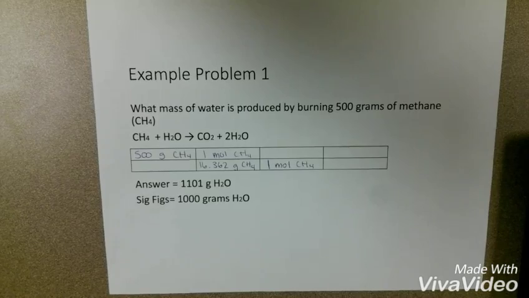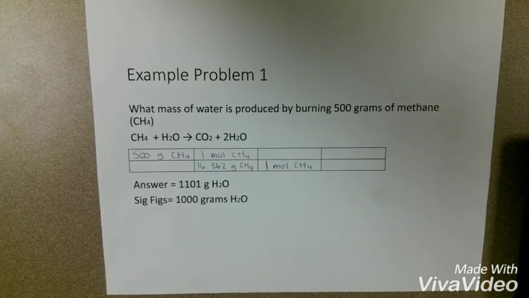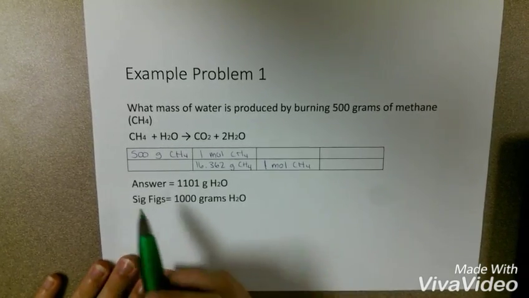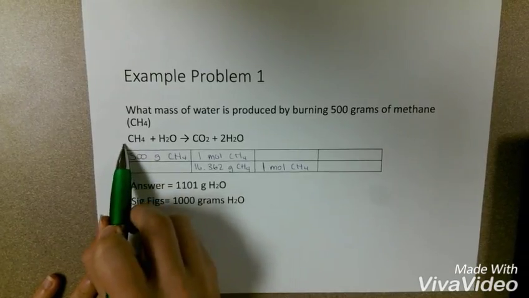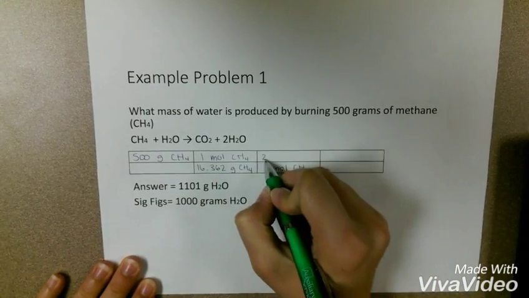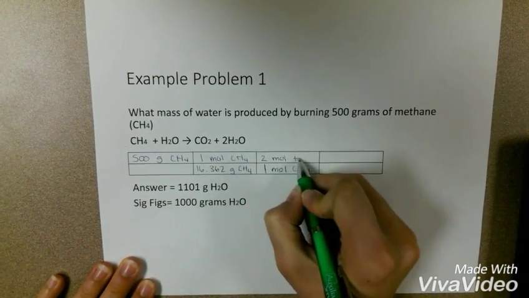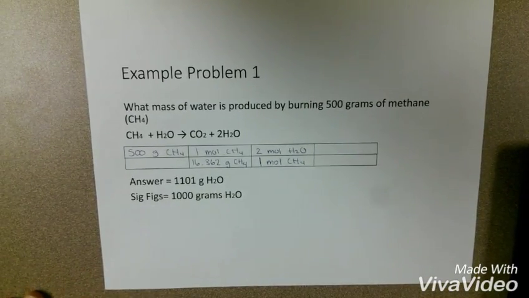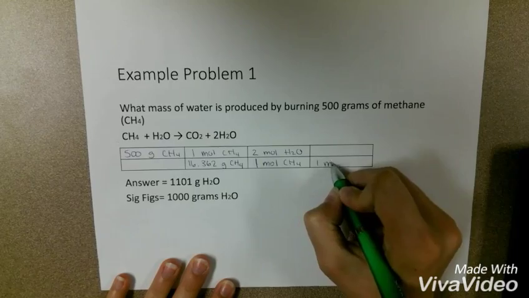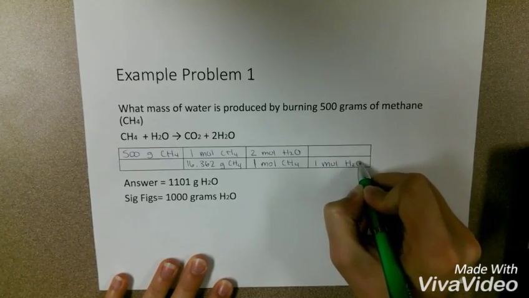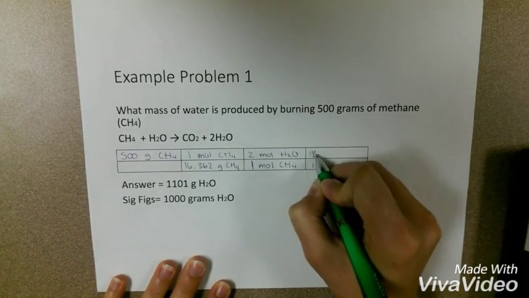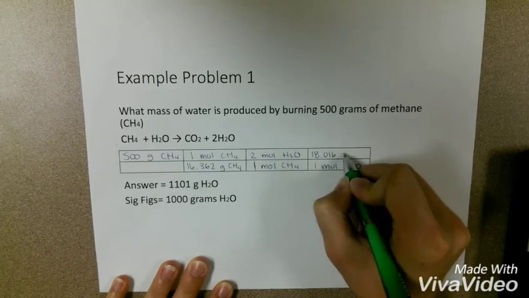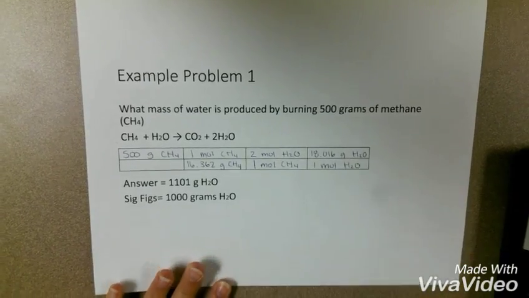Now, the molar ratio between methane and H2O. If we look at our balanced equation, there is 1 mole of CH4 for every 2 moles of H2O. So now we're in moles of H2O, and we need to find grams. So we put 1 mole of H2O on the bottom and 18.016 grams of H2O to balance that.